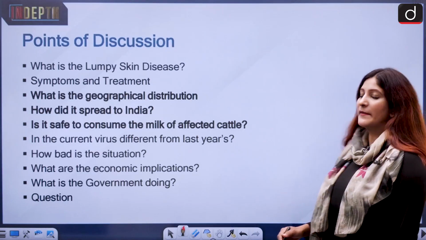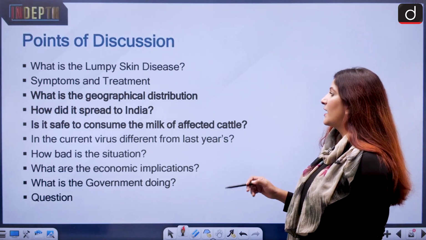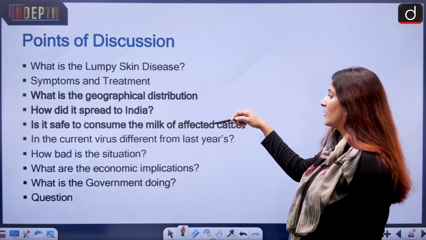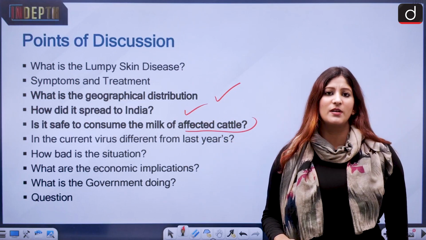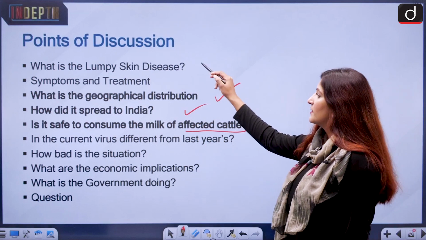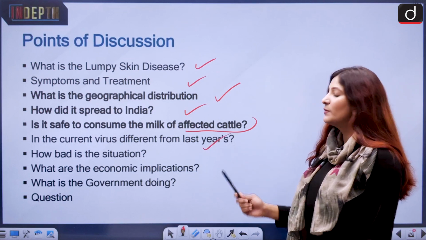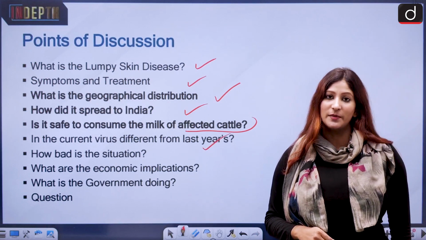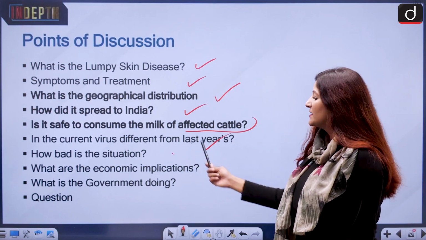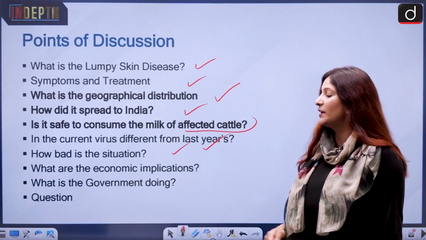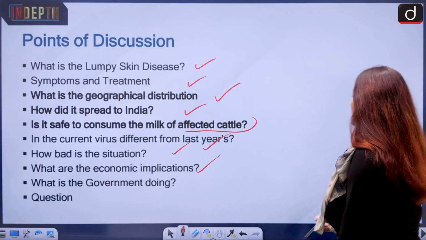First of all, let us know the dimensions to which our discussion will be. Importantly, we have to understand the geographical distribution, how did it spread to India? And is it really safe to consume milk from the infected cattle? Of course, the lumpy skin disease symptoms and treatment will also be discussed. And why do we think that the current outbreak of the virus is very different from 2019? How bad is the current situation? There are many economic implications of this disease, and is the government doing anything? Also a question at the end.